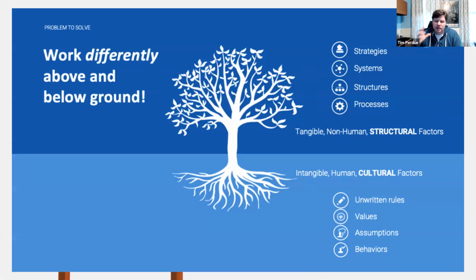I think about it like this. I always picture the tree and the roots, this concept, right? And we didn't invent this. This has been around. But if you look above the ground, the obvious things, right? The strategies, the tooling, the structures, process, people, who does what, all that's up there.